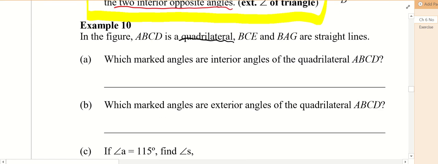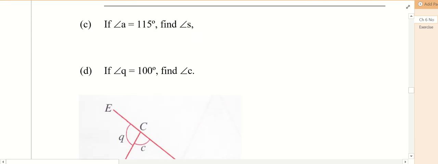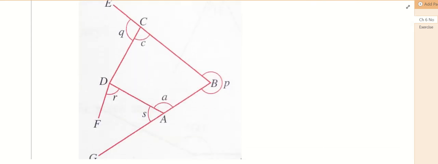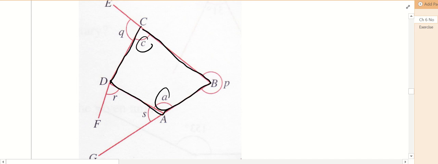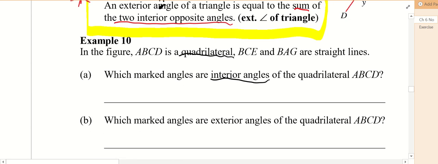Which marked angles are interior angles of this four-sided ABCD? So they are asking for interior angles, or the question is simply asking which angles are inside ABCD. Which two are inside? Well, C and A, because they are inside this four-sided shape. So we can write down the answer: A and C.